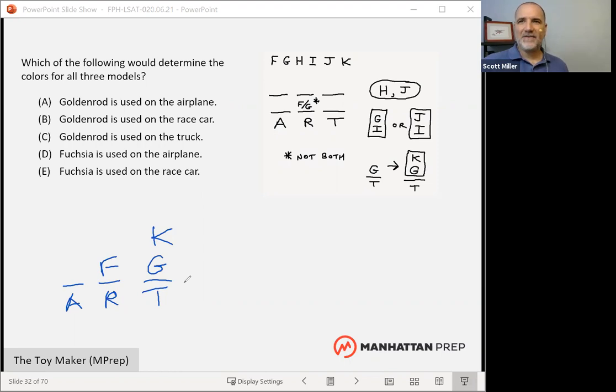Yeah, and so now, Javel, you said it. J we know has to be with I because G is with K. And so the only place they can go is over here. J would have to be with I and R. And then who's left? H. H goes with F on the race car. Am I breaking any rules here? Nope. H and J are apart. J is with I. G has K with it in the truck. Okay. So by placing G in the truck, I've triggered everything else. There are no either-ors, no maybes.